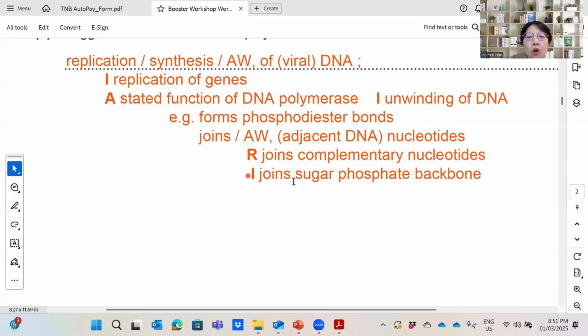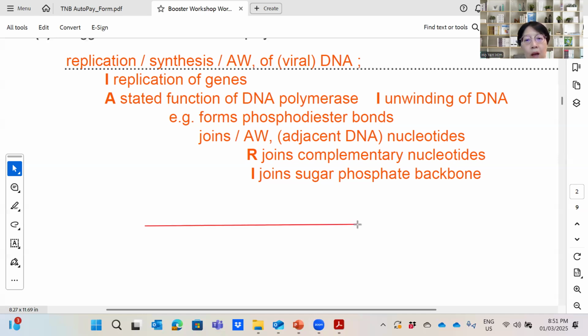bond. So ignore join sugar phosphate backbone. So who joins sugar phosphate backbone is the DNA ligase, because the free nucleotide is not a backbone yet, whereas the two fragments have got sugar phosphate backbone. Okay, so this is where a possible MCQ question can ask you. Backbone is when you got a few nucleotides joined together, it becomes the backbone.